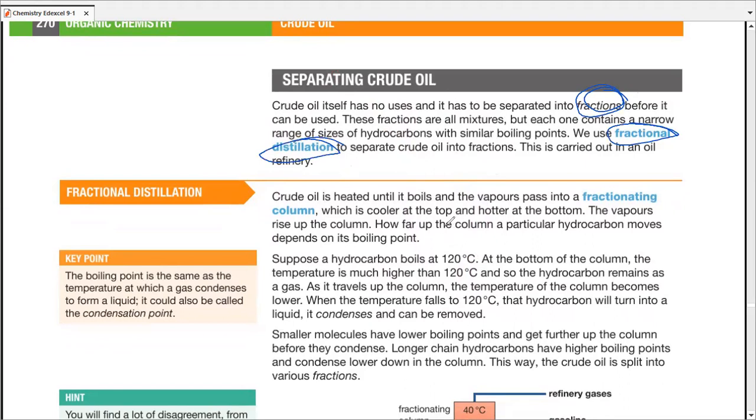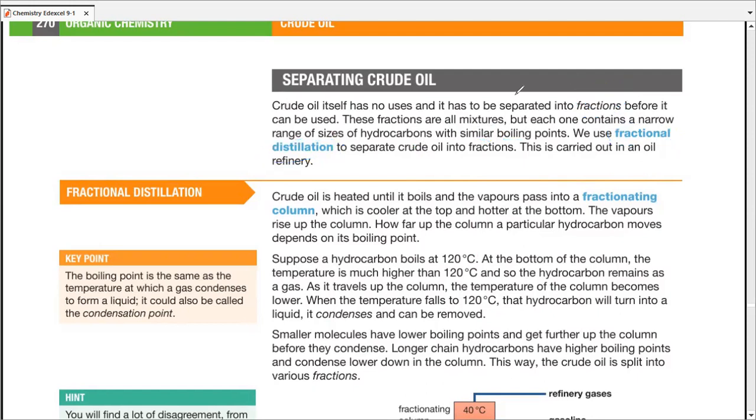Now, as soon as you hear the word fractional distillation, something must come to your mind, and that is to separate them on the basis of their boiling point. And that is correct. We're going to separate them on the basis of their boiling points, and every fraction or every part is going to consist of a mixture of hydrocarbons with similar boiling points. This whole process is carried out in an oil refinery.